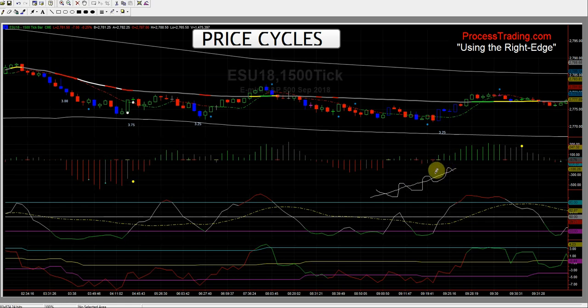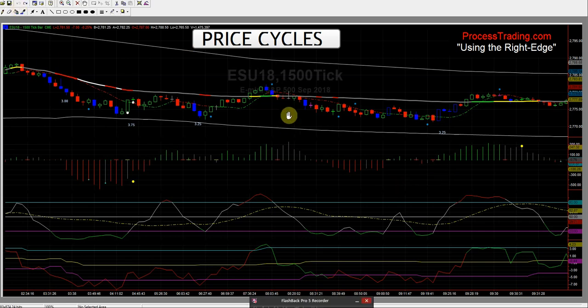So you can have price cycling around support and resistance, around regression to the mean, or you can have it cycling during an uptrend or a downtrend. Just an uptrend, you're making higher highs and higher lows. And the reverse is true on a downtrend. So let me get rid of those.